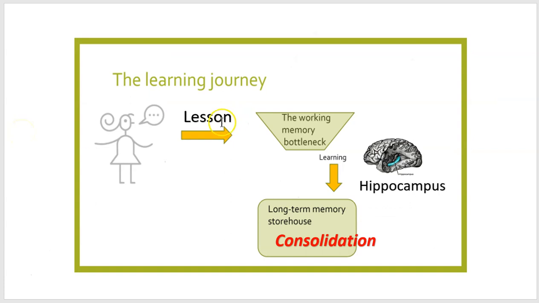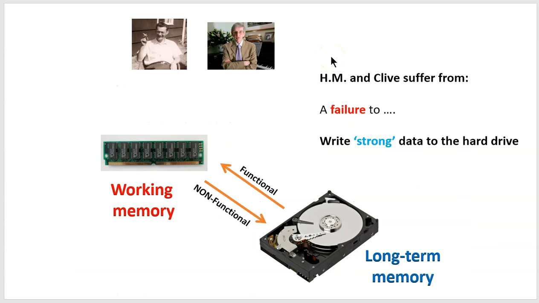So at this point, if we go back to our flowchart diagram, this process of converting short-term memories in the working memory system into the long-term system requires a functioning hippocampus so that we can consolidate a memory in the cortex. We can strengthen those cortical memory traces. Using our computer analogy, HM and Clive suffer from a failure to write strong data to the hard drive. Again, the hard drive would represent our long-term memory system in the cerebral cortex, and the working memory would be like the short-term memory system, the RAM in a computer.